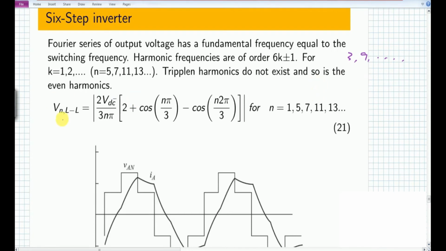So the Vn line to line voltage is governed by this particular expression, as you can see on this particular graph, where the value of n is only for the fundamental, the 5th, 7th, 11th, 13th, and so on.